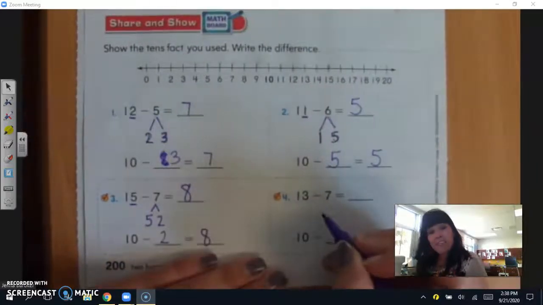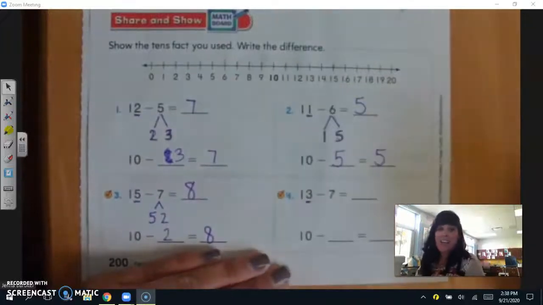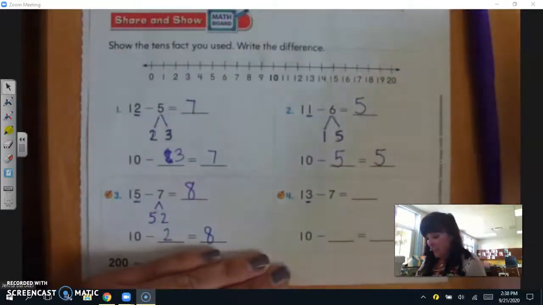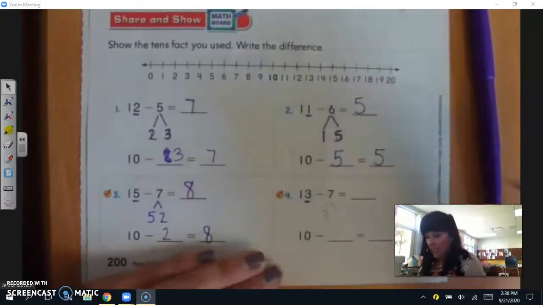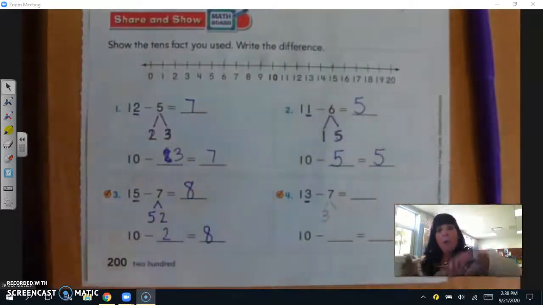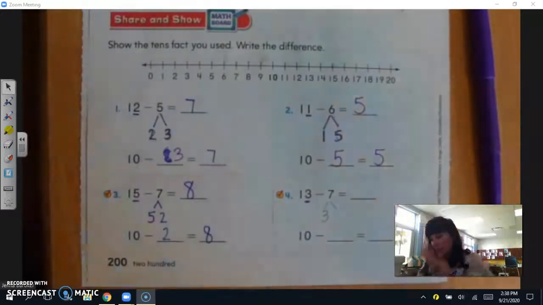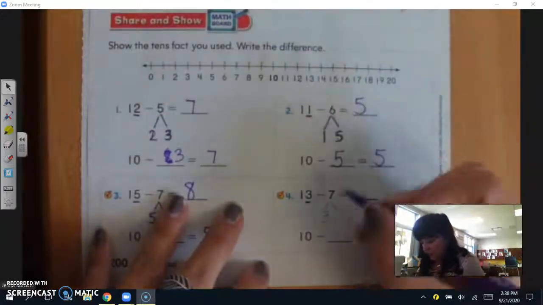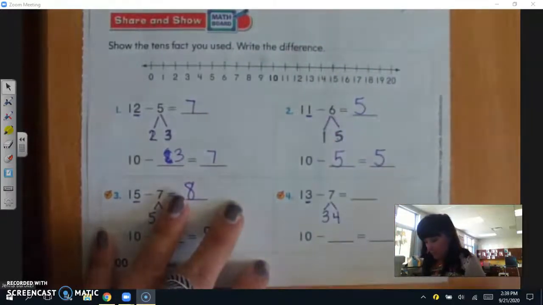We have 13 minus 7. The first step is to underline what's in the ones place in the number 13, and it is a 3. So we're going to break that 7 into 3 and something else. So put up those 7 fingers, and I'm going to take away 3 of those fingers. 1, 2, 3. I have 4 left. So we're going to break that 7 into 3 and 4.